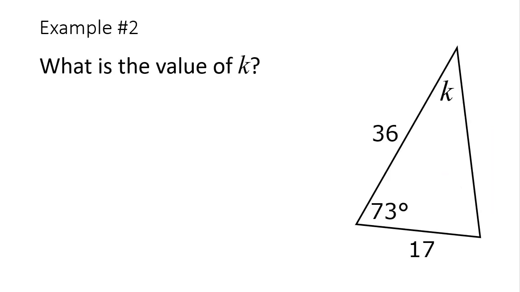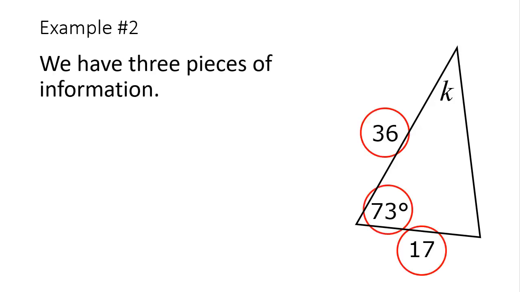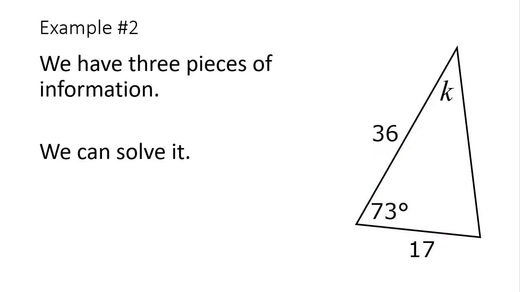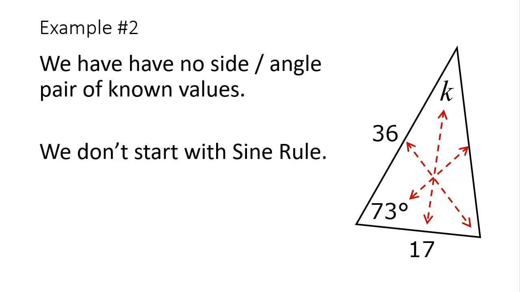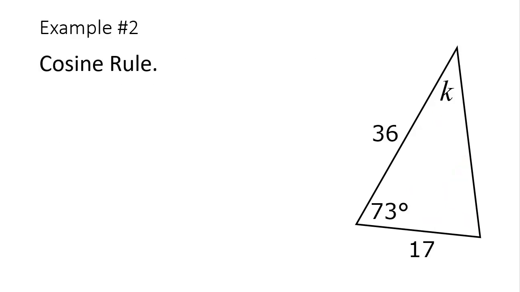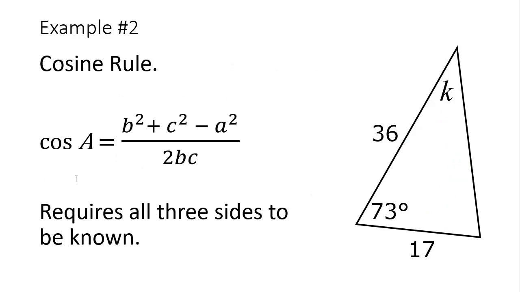Do another one. We're asked to find the value of k. We have 3 pieces of information. We know we can do it. The question is how. This time we don't have a side angle pair of values, so we can't use the sine rule. So we've got a cosine rule. The question is which version of it, and we want an angle, so let's see the rule that uses the angle, cosine of A. But unfortunately that requires sides A, B and C, and we only have 2 of the sides, so we can't use that rule.